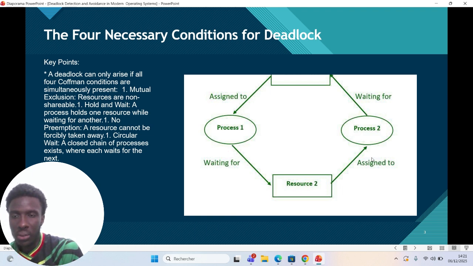As you can see here, a resource cannot be taken away. A closed chain of processes exists where each waits for the next. As you can see in the diagram here too.